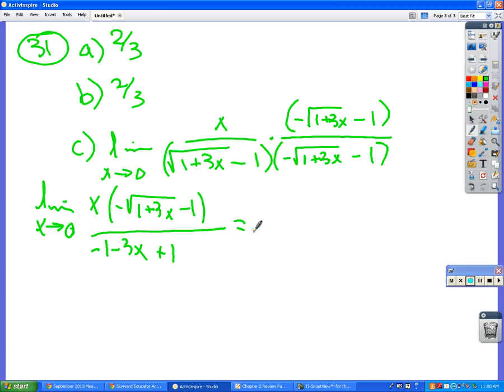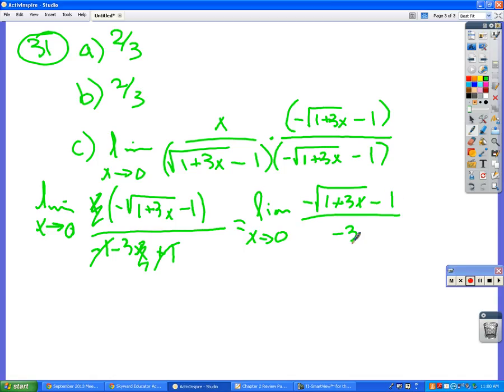All right, so negative 1 plus 1 cancels. And then I can cancel this x here from that x there. And so what I'm really looking for now is the limit as x approaches 0 of negative square root of 1 plus 3x minus 1 all over negative 3. And now since I don't have a variable on the bottom, I can just plug in 0. So what do I get on top?